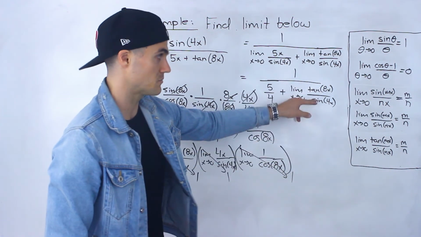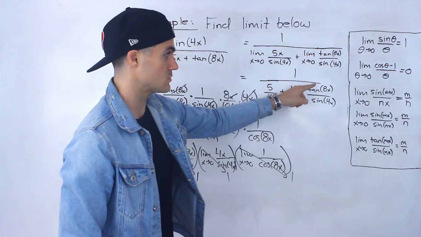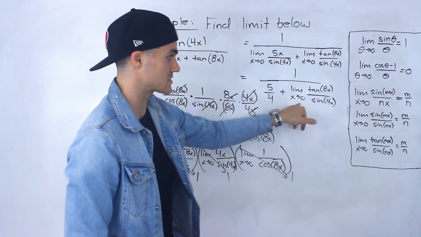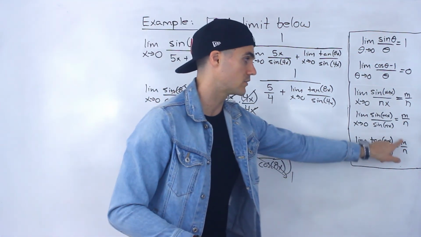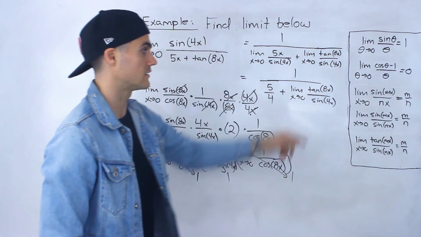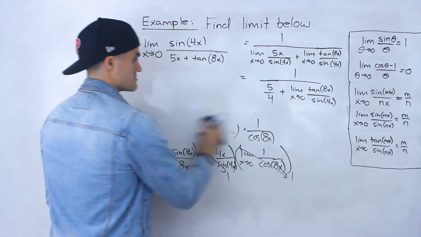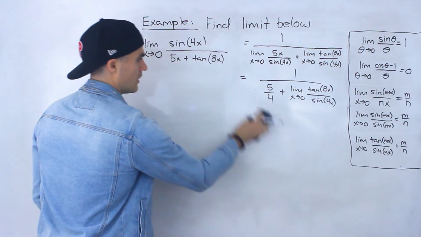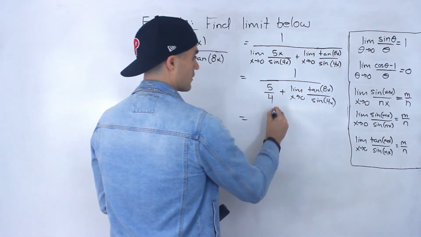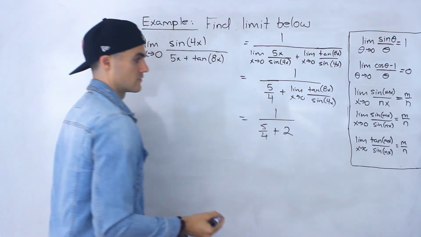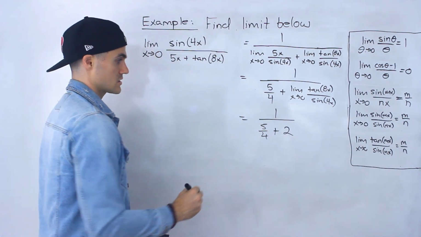And as we mentioned, it makes sense that it's 2 because we have the tan 8x over sine 4x, limit as x approaches 0, that's in this format. The result is m over n, 8 over 4. Okay, so with all that work, you would end up with 1 over 5 over 4 plus 2. And now it's just simple algebra.